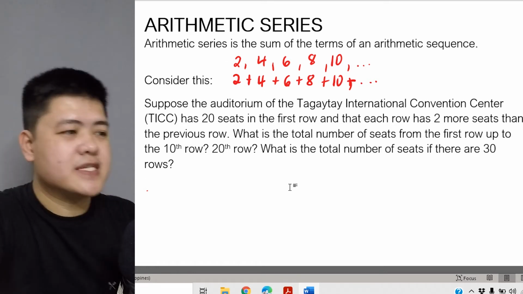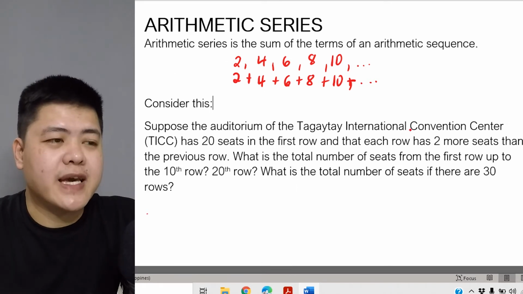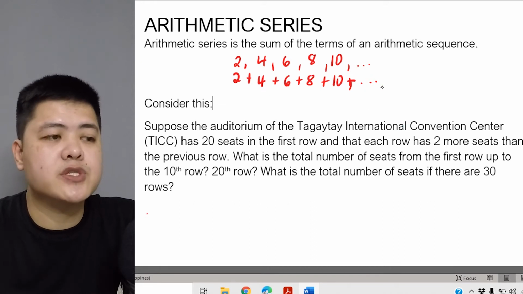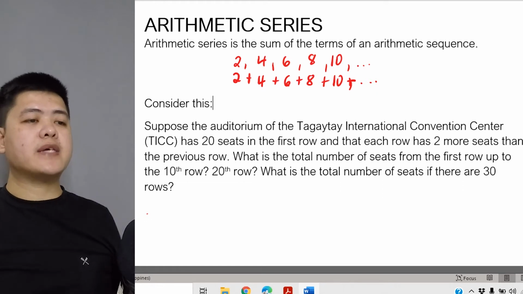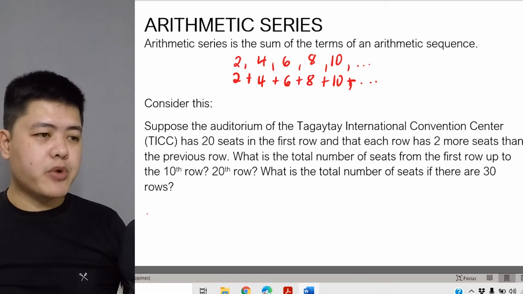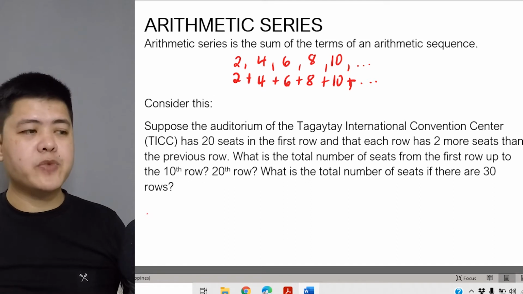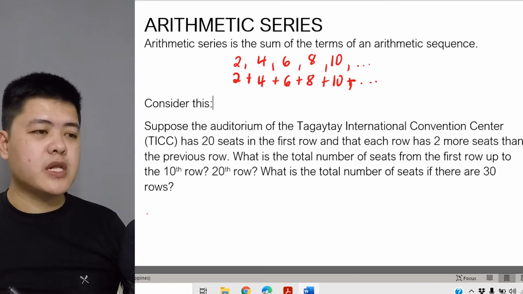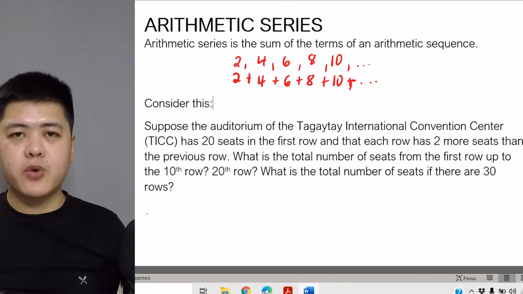So let's consider this. Suppose the auditorium of the Tagaytay International Convention Center, or TICC, has 20 seats in the first row and each row has 2 more seats than the previous row. What is the total number of seats from the first row up to the 10th row? From the first to the 20th row? What is the total number of seats if there are 30 rows?